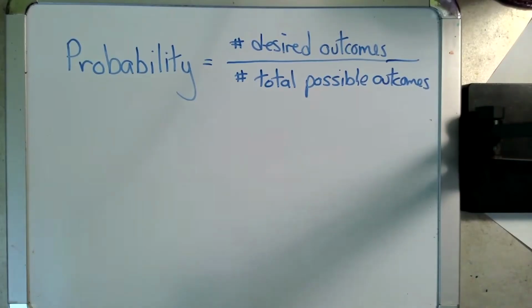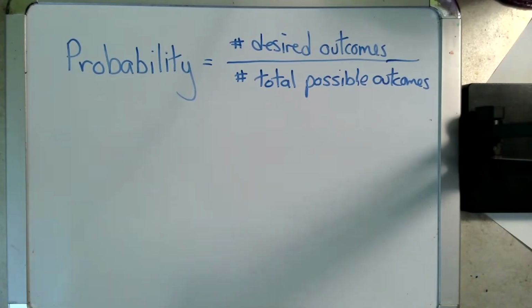Today, we're going to begin the topic of probability with just the basics. What is probability? How do you begin to calculate it? Okay, so the definition of probability is the number of desired outcomes divided by the number of total possible outcomes. Let's take a look at what that means in a concrete example.